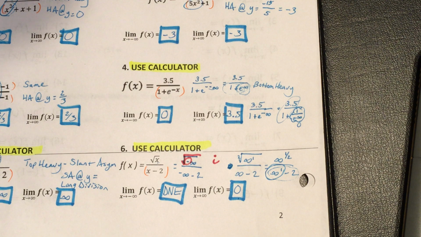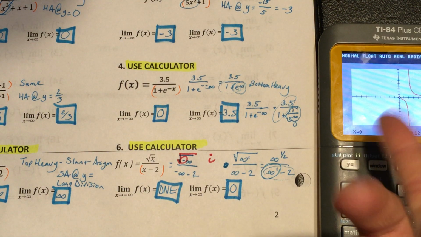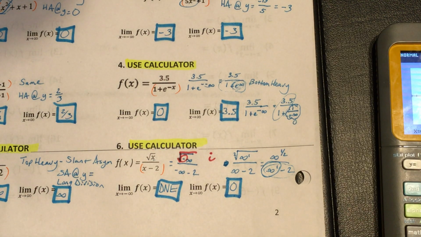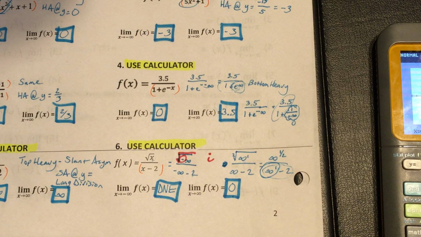And again, folks, as far as work goes on these, you may have just used your table or your graph, which is totally fine. So I wouldn't expect you to show this plugging in work unless that helps you.